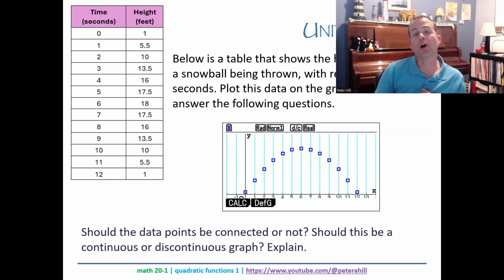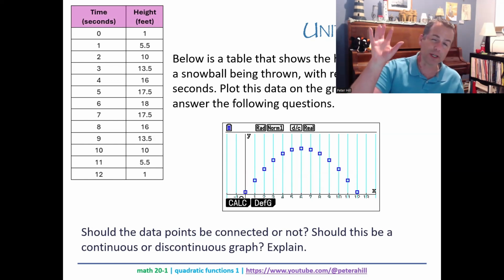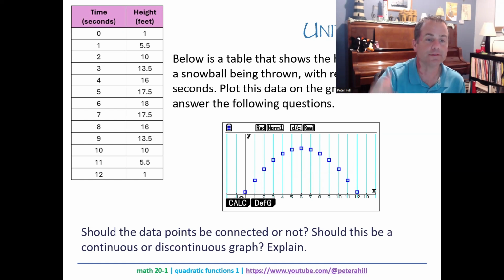But given the context of this question, I'm throwing a snowball. So if I think about the fact that I'm throwing a snowball, yes, I dropped my pen there, sorry. I know that at 2 seconds, I'm 10 feet high.